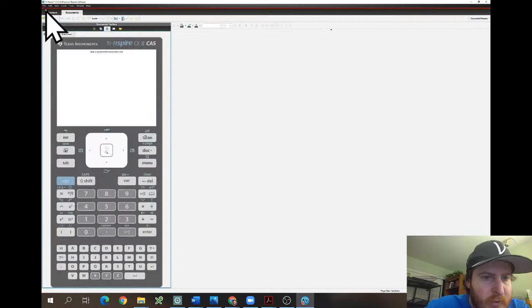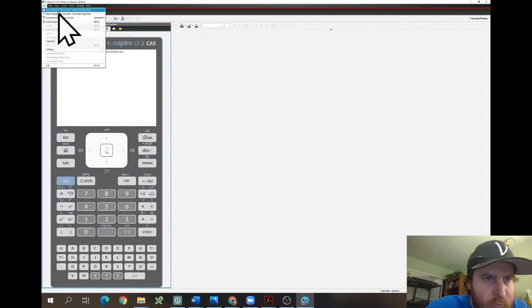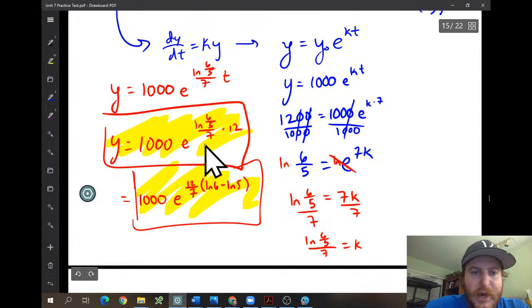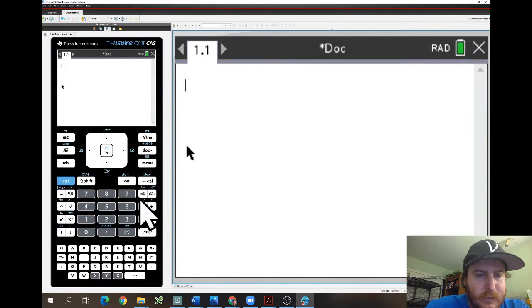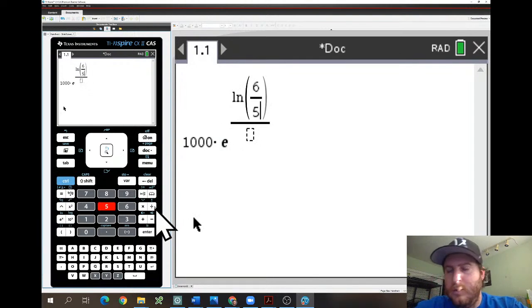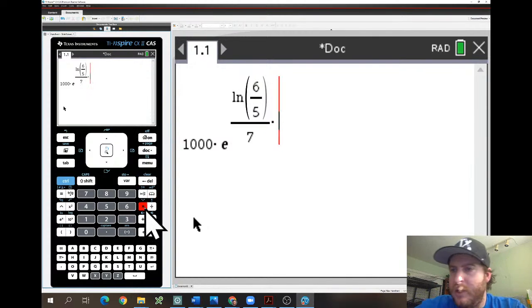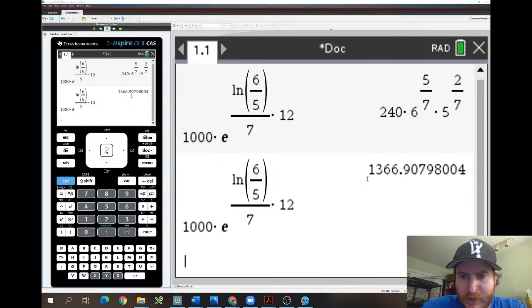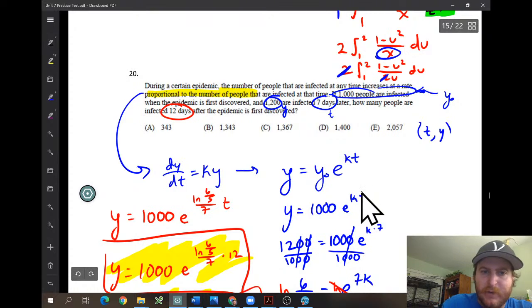So anyways, we got our calculator. Okay, there we go. So I'm going to add a calculator, and then we wanted 1,000 e to the ln of 6 over 5 over 7 times 12. If I just type this in like this, make sure you do times 12. It's probably going to just give me the answer back or something weird like that. So I'd want to hit Control Enter to get the decimal. And we get 1366.9, so something close to 1367. So that would be choice C.